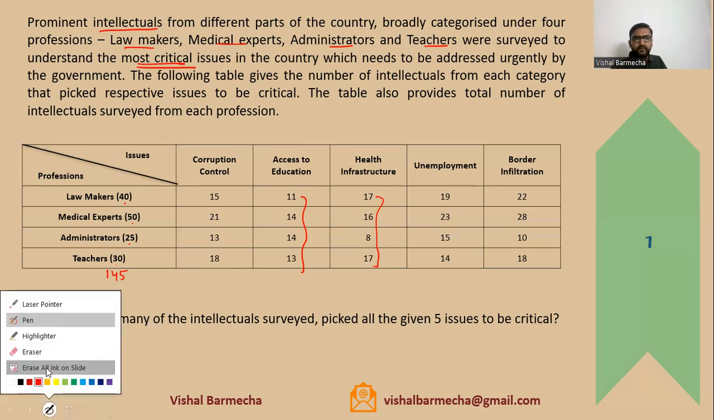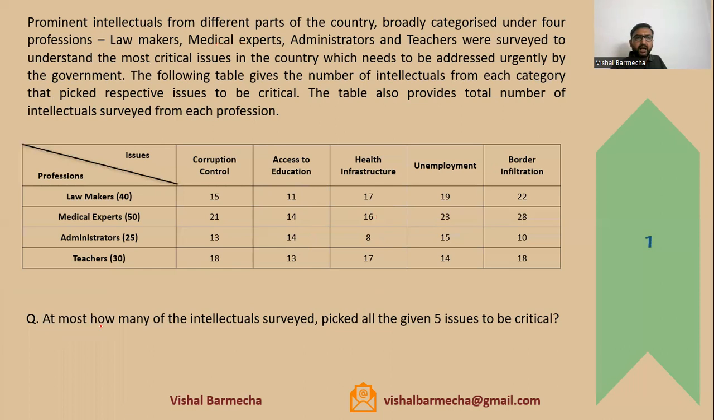Okay, right. Now first question, at most how many of the intellectuals surveyed picked all the 5 given issues to be critical? So how many people could have considered all five issues critical? Now, they are not asking for an exact answer, they are asking for a maximized answer, right? Here, as I said, most of the questions will be based on maxima and minima. So what we understand is, we have to maximize those intellectuals in the survey who picked all the 5 issues to be critical. So this is a fairly simple question.